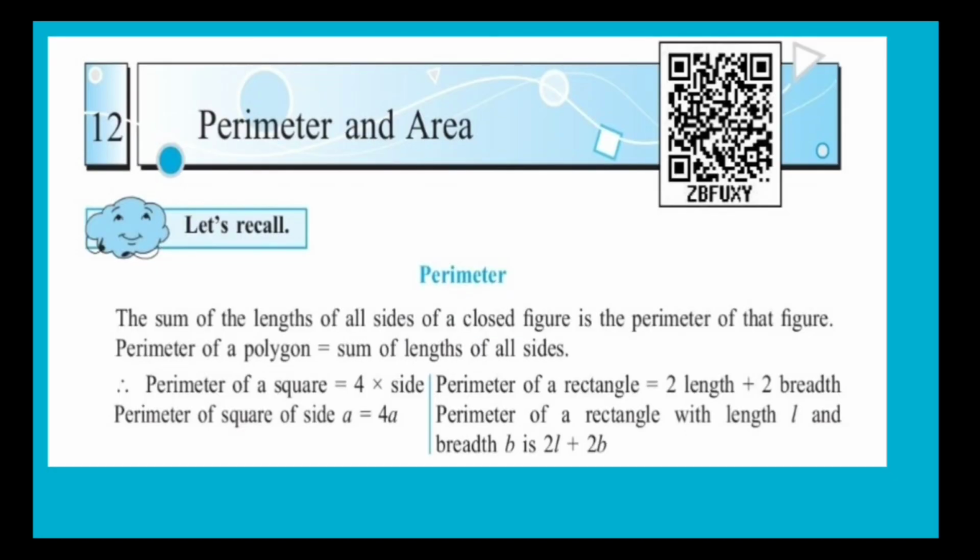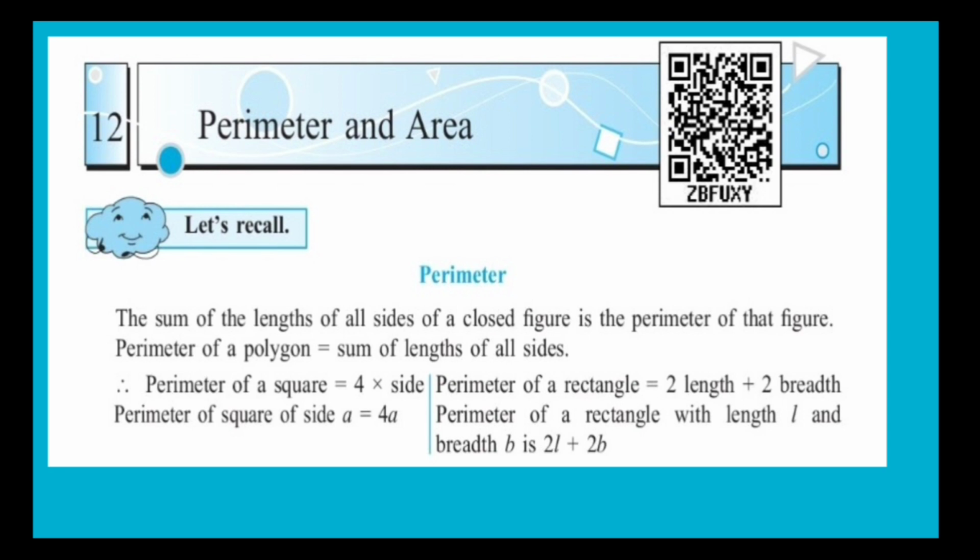Perimeter. The sum of lengths of all sides of a closed figure is the perimeter of that figure. So whichever closed figure is given to us, if we want to find its perimeter, what do we have to do? We have to add the lengths of all sides, and then we will get the perimeter of that particular closed figure. Here a few formulas are also given.